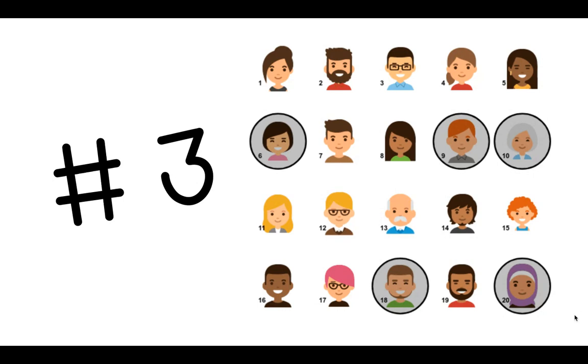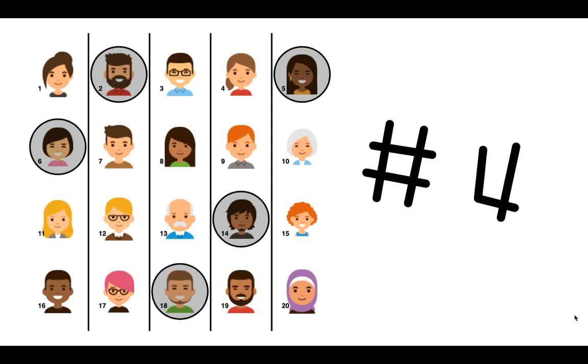If you chose a simple random sample, you are correct, right? There's really no rhyme or reason to why these 5 people were selected. So it's probably that they were selected with some type of random generator. All right, here's our last example.